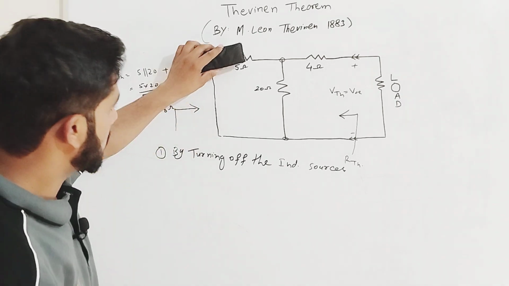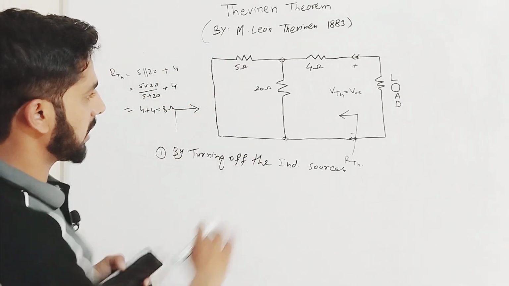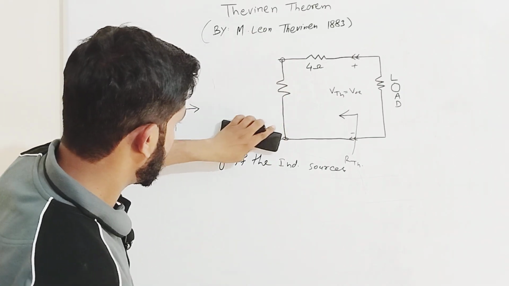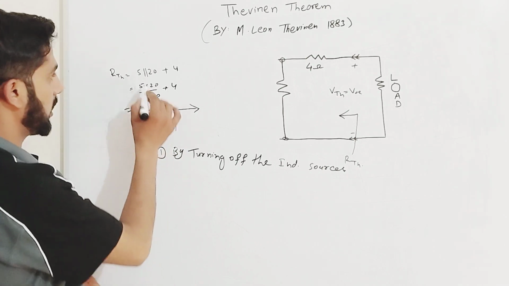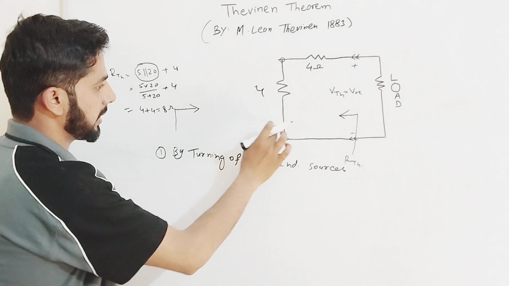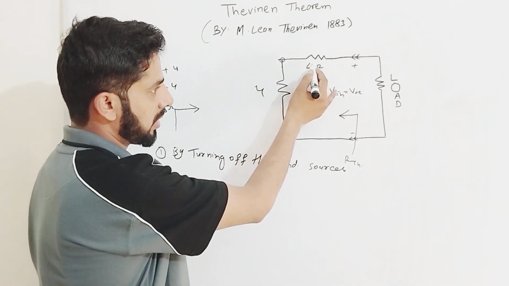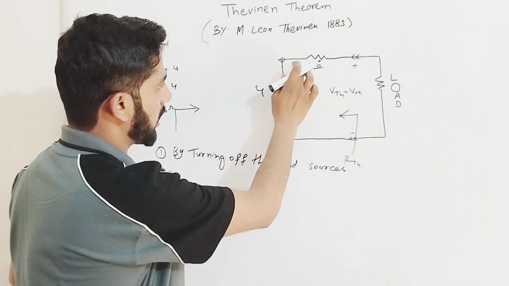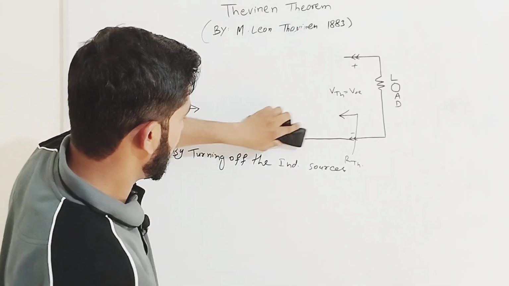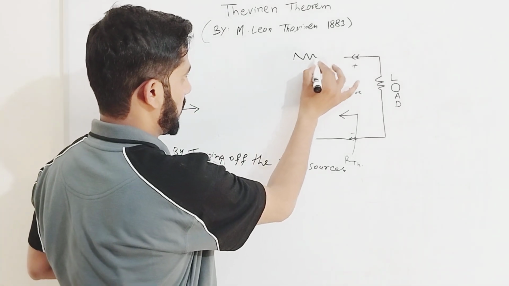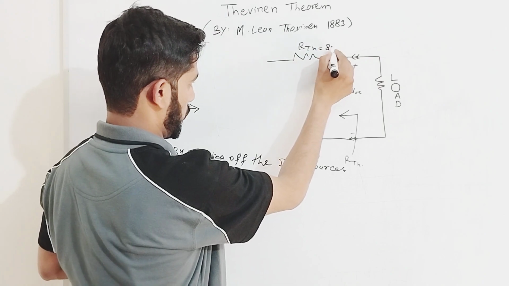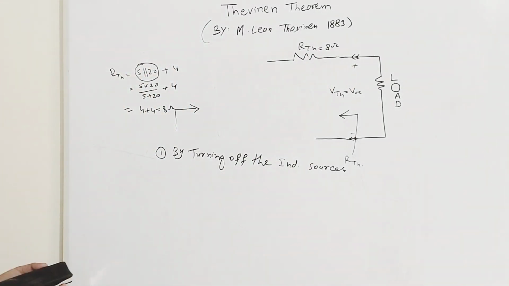How is it made here? See here, the equivalent resistor is connected between these two terminals. That was the parallel combination of 5 and 20, which is 4. And see here, the start of one resistor is connected with the end of the other resistor, so these two are in series. So we solve the equivalent resistor and get the Thevenin equivalent resistance: R Thevenin is equal to 8 ohm. This is my Thevenin equivalent resistance calculation.